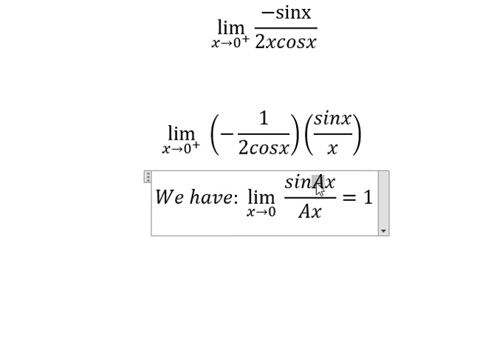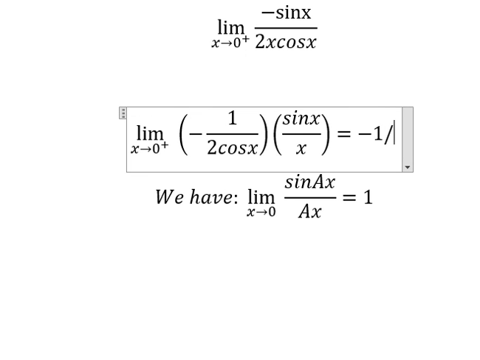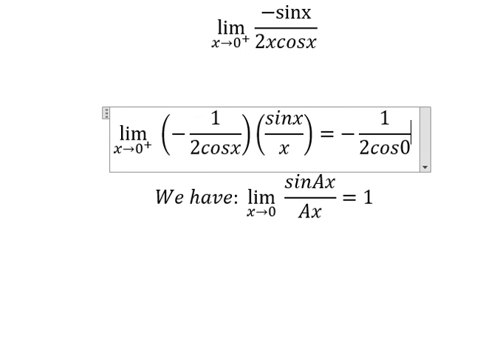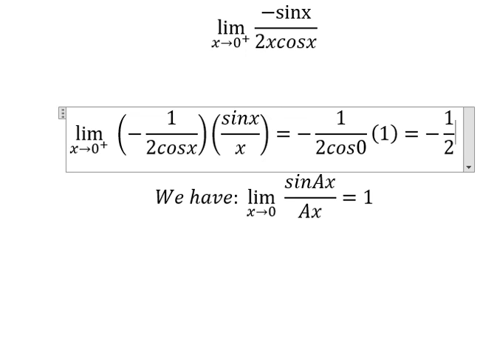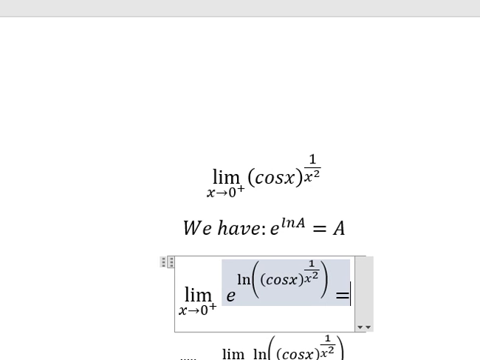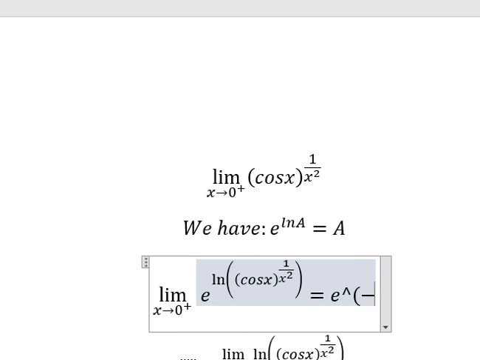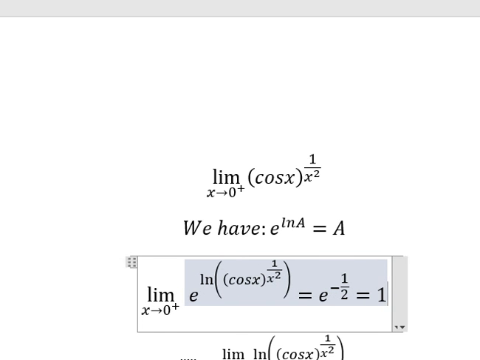So capital A equals number 1. When x approaches number 0, this one equals number 1. And now we have the final answer. And we have negative 1 over 2. That means the value of this one equals e to the power of negative 1 over 2. And this one we can put like this.